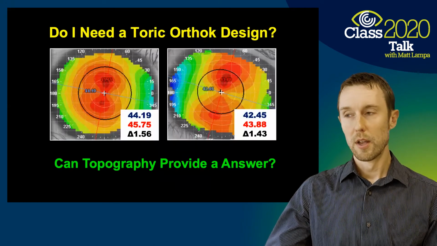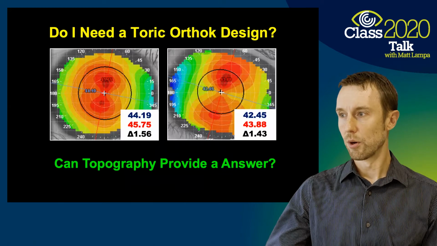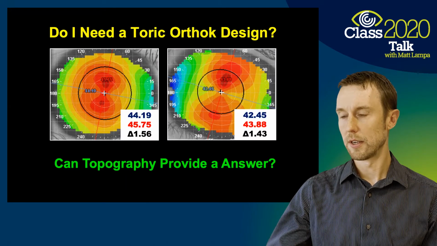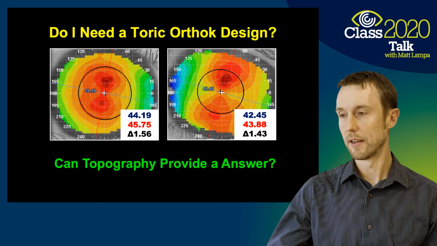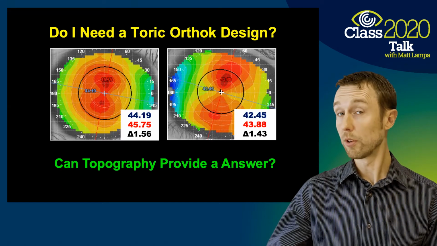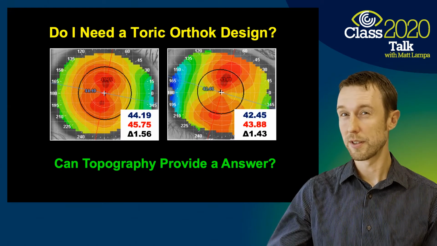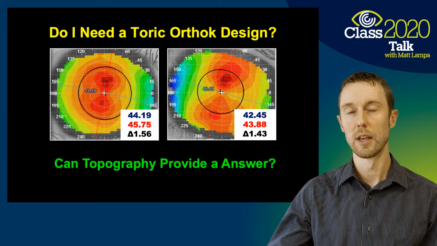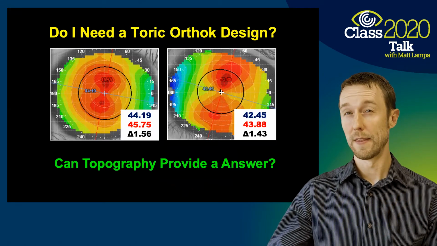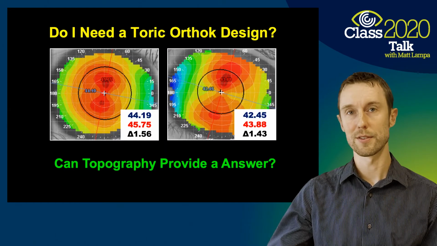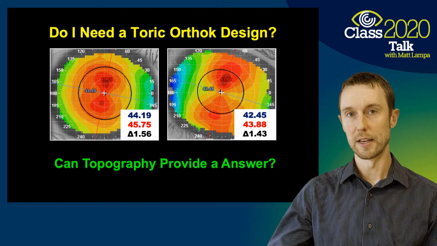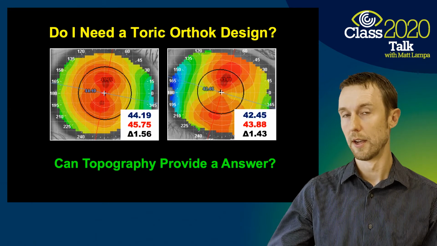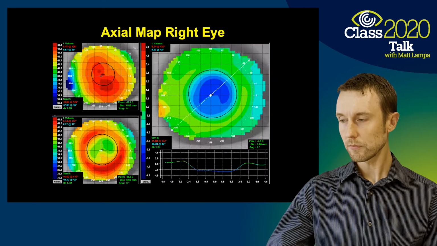So when do we know? When do we know that we would need a toric orthokeratology contact lens? Does topography provide us an answer? Is it purely based on K values, or is there some other piece of information, or maybe multiple pieces of information within the corneal topography that give us a clue before we even start our on-eye fitting process or even our on-eye overnight trial?